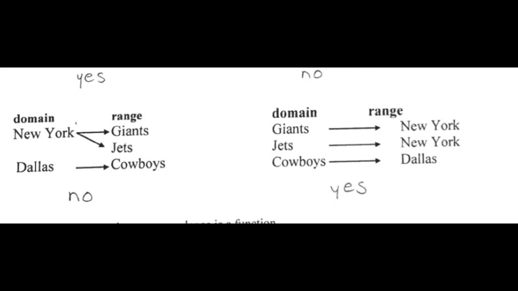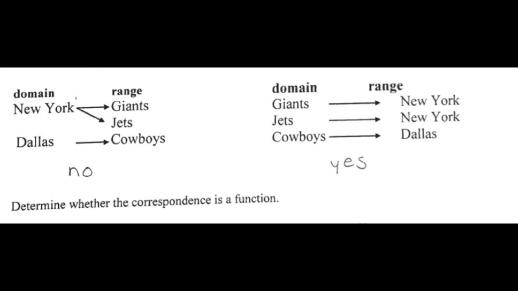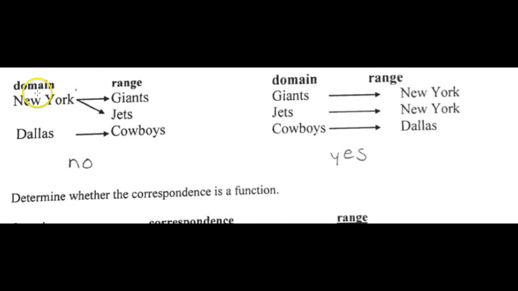Let's look at New York. New York is our domain. The range could be the Giants, could be the Jets. You put in New York, sometimes you get the Giants, sometimes you get the Jets. That is not a function. It does not correspond to a function. One element of the domain gives us 2 different answers in the range.